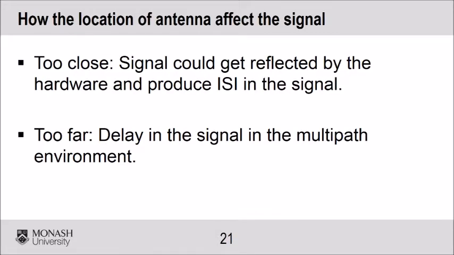Now, we will be discussing about how the location of antenna affect the signal. If the antennas are set too close, signal could get reflected by the hardware and produce ISI in the signal. If the antenna are set too far from each other, there will be more delay in the signal, since this transmission and reception are exposed in a bigger multipath environment.